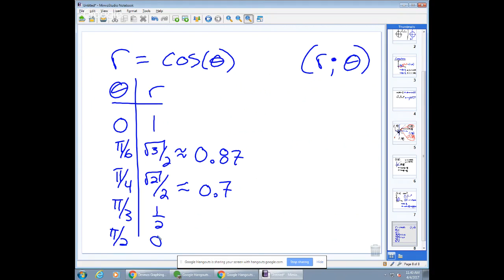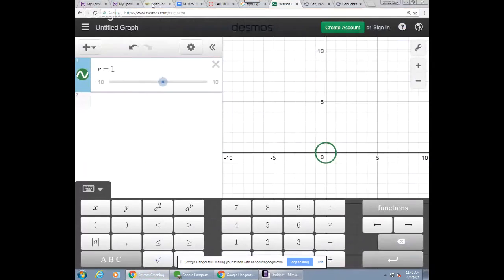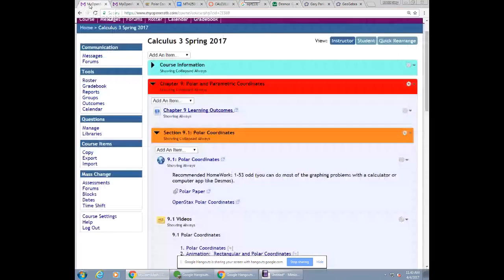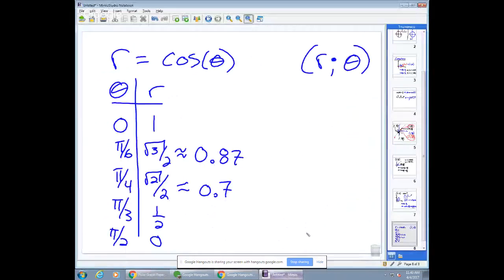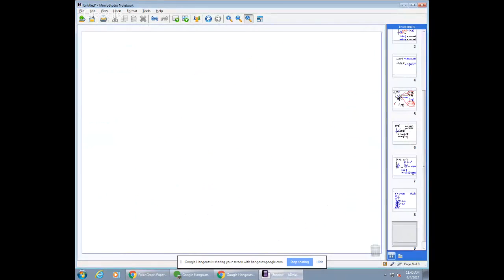All right, whip out your polar paper. Let's plot this and see what happens. Let me get a piece of polar paper. Let's see, where's my home page? Polar paper. And we'll grab a screenshot of that, and I will graph with you. New page.